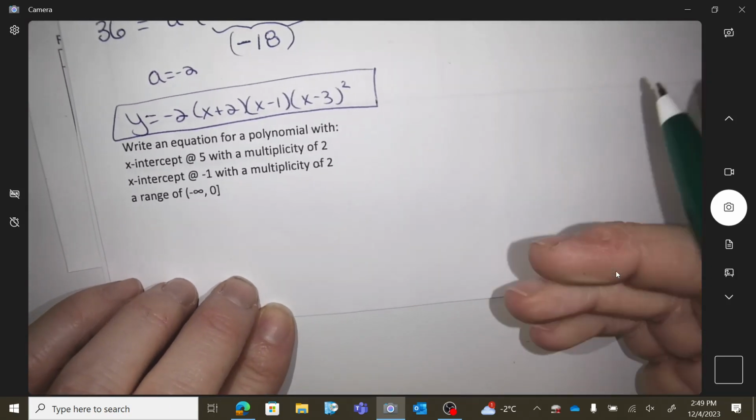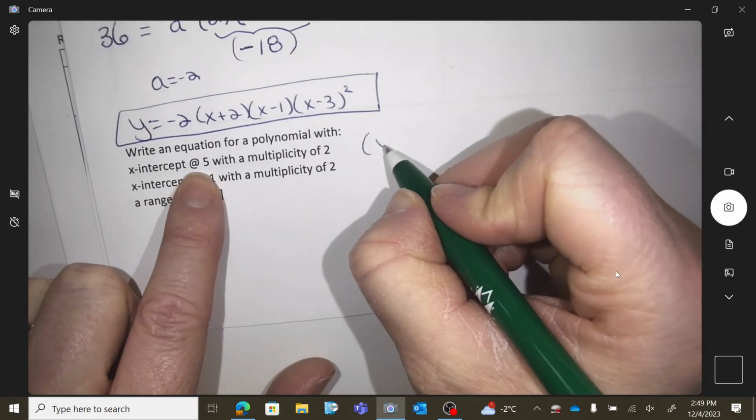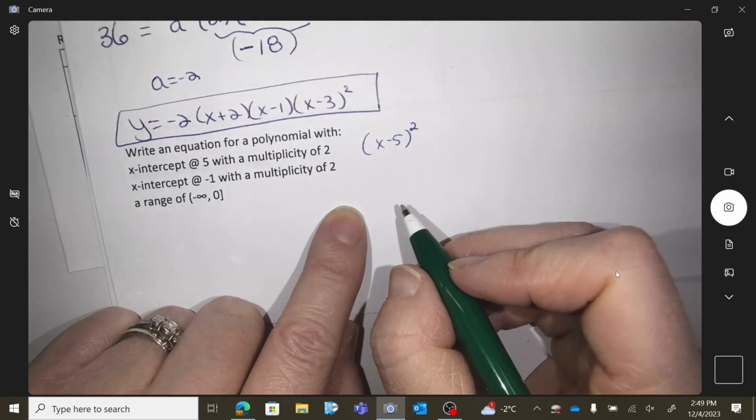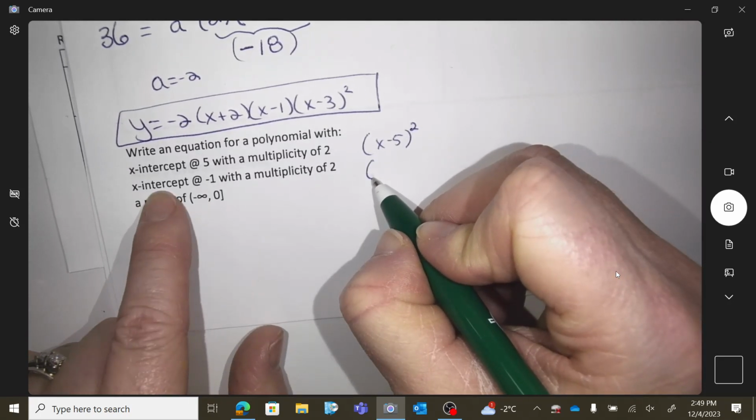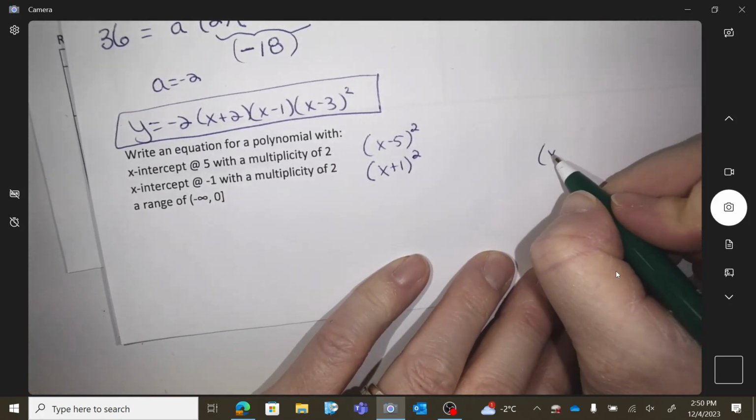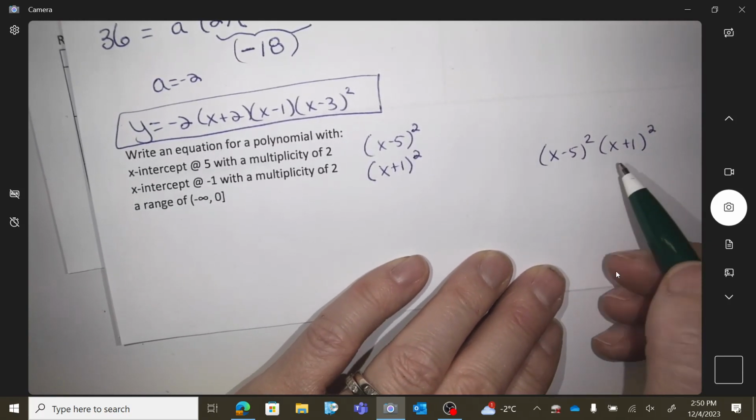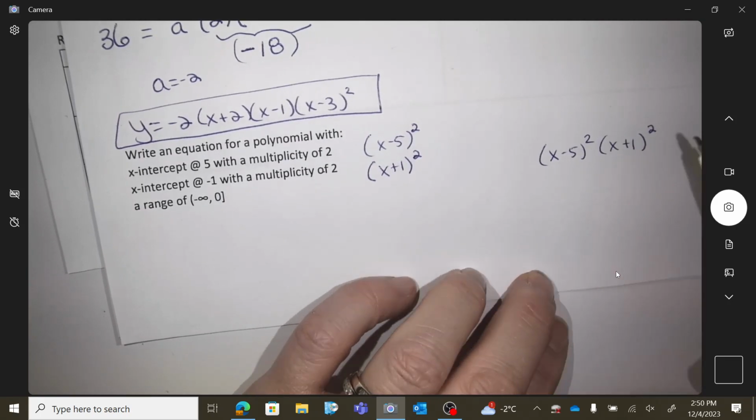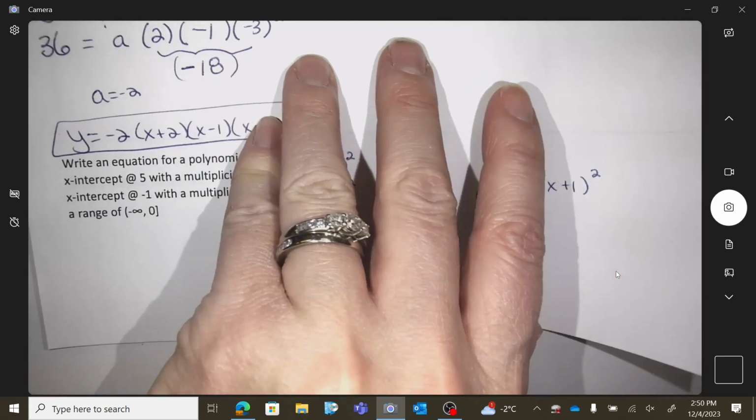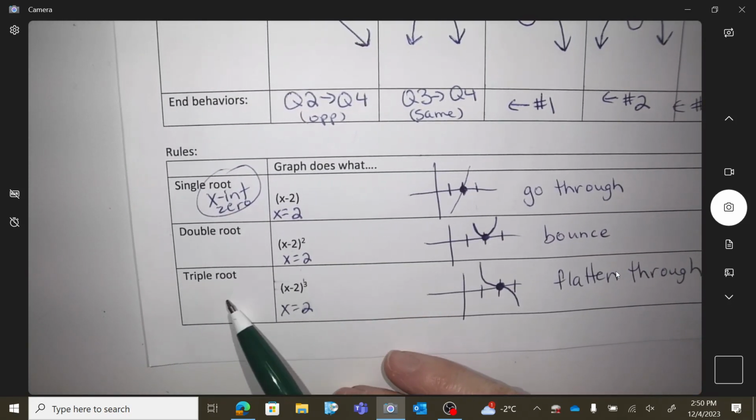Okay, write an equation for a polynomial that has an x-intercept at 5 with a multiplicity of 2. An x-intercept at -1 with a multiplicity of 2. What is multiplicity? The degree, like this, the double, like, or triple. If it had a multiplicity of 3, so this, multiplicity of 1, multiplicity of 2, multiplicity of 3.